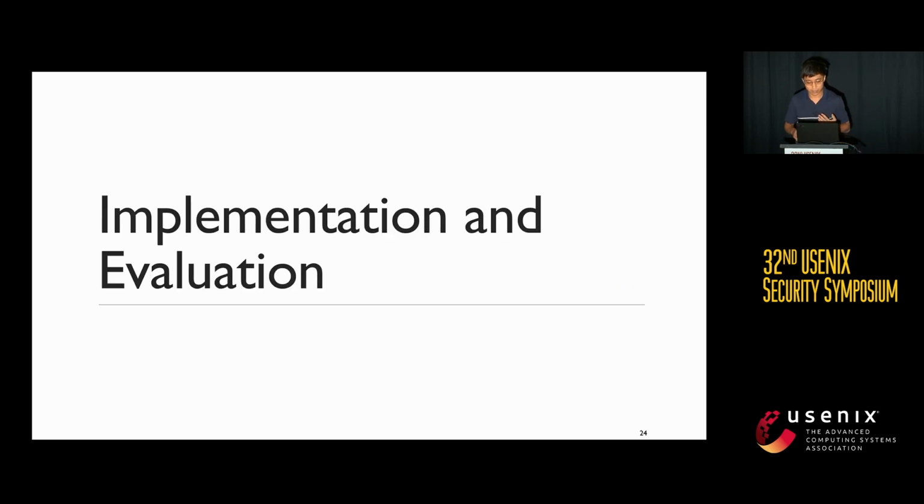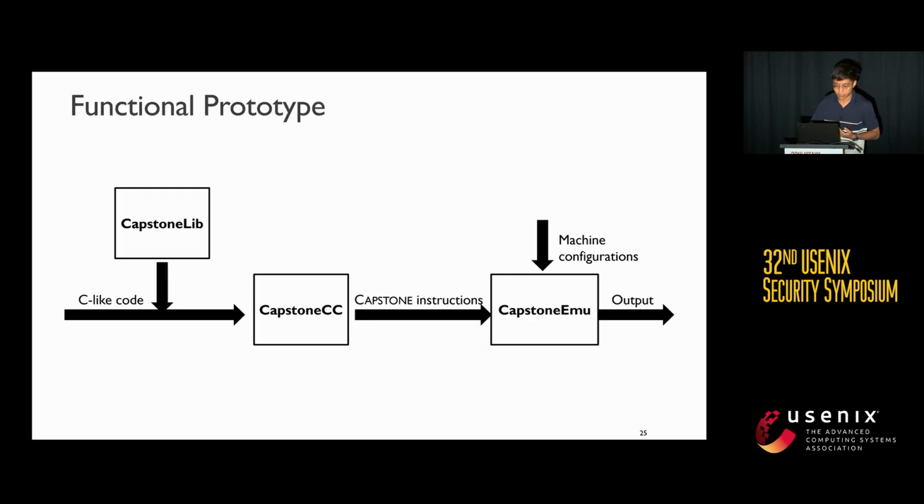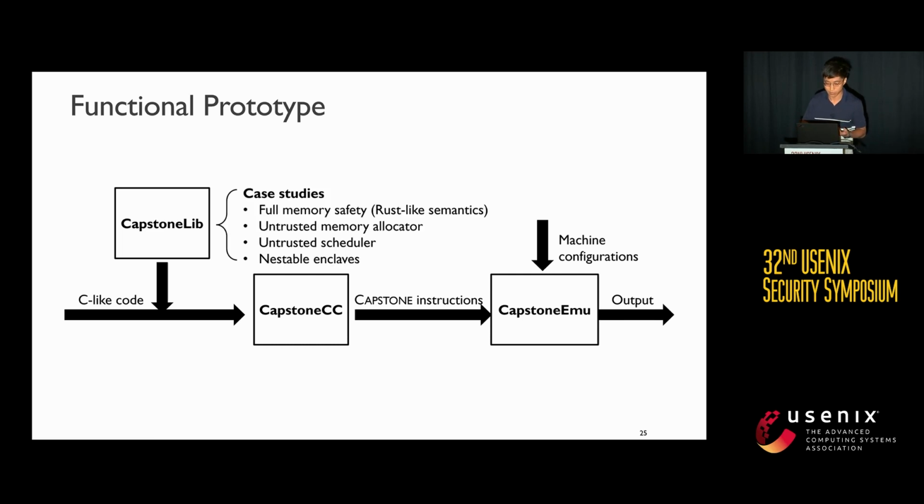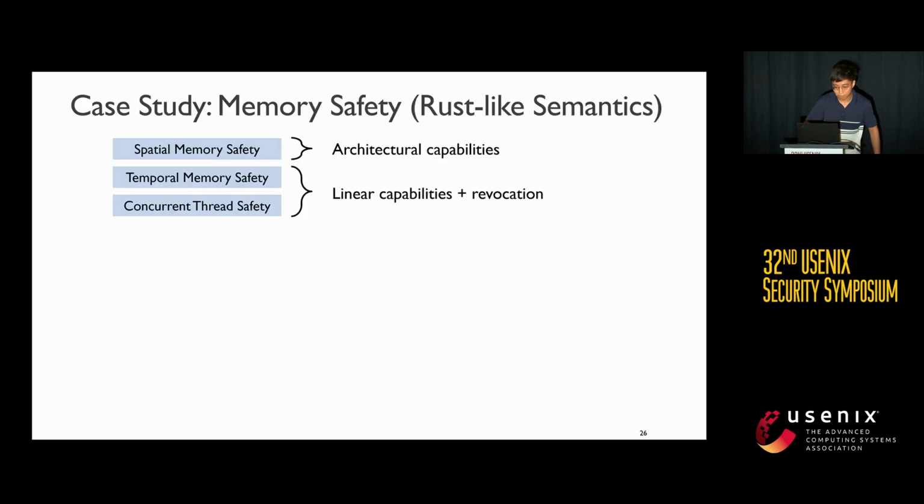Now let's just take a brief look at the implementation and evaluation. We have a functional prototype implementation, which includes a library that demonstrates some use cases we have explored in this paper. We also have a simple compiler that takes as input code written in a C-like language. We also have an emulation-based implementation of Capstone that can produce the runtime output.